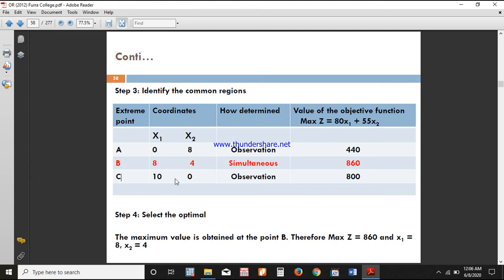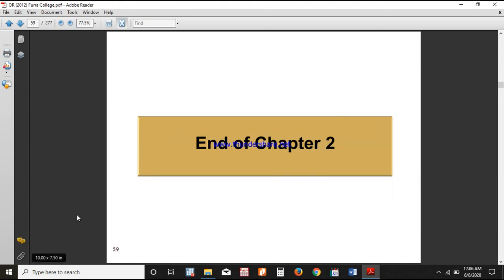At point C, the coordinates are 10 and 0. You can determine the value at point C by putting these x1 and x2 coordinates in the objective function, and the value is 800. Therefore, the maximum value is 860. And now the optimal solution is found. Therefore, at this point, x1 is 8, x2 is 4, and the profit is 860.